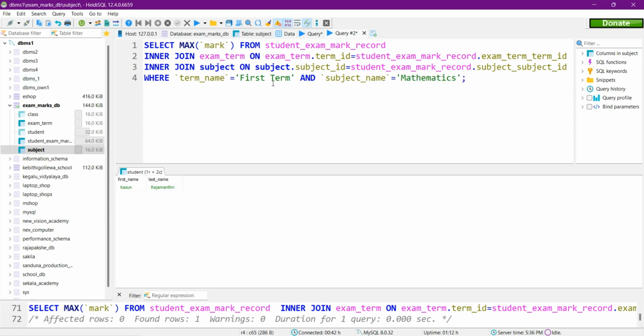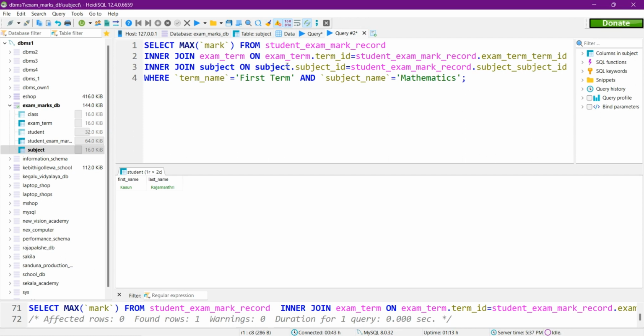So this is the query for the first question. We need to find out the highest mark, so I use the keyword max. If we use max, we can find the highest value. I've given the max keyword and then mark within the brackets. The mark column is in the student exam mark record table, so I've written maximum mark from the student exam mark record table.